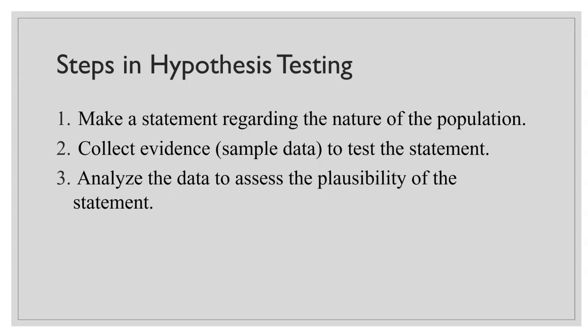So, steps in hypothesis testing. We're going to be making a hypothesis about some type of parameter, such as the proportion, the mean, or the standard deviation. In order to do that, we first have to make a statement regarding the nature of the population. So what it is we think the proportion is, or what we think the mean is, or what we think the standard deviation is. Then we have to collect evidence, and this is data that we get from our sample, to test the statement, and then we analyze the data to assess the plausibility of the statement. So those are the three steps that you take in hypothesis testing.